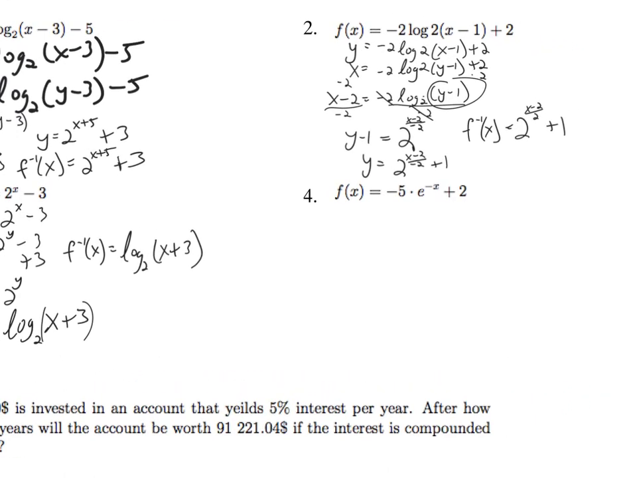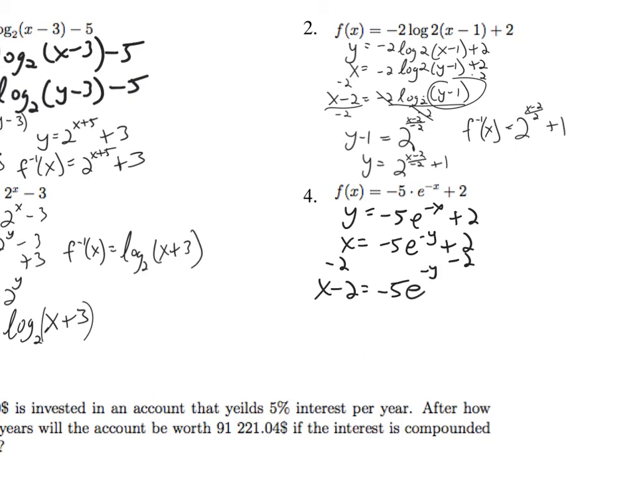Last one for this anyway. Y equals negative 5 times e to the negative x plus 2. I'm going to rewrite this, flip-flopping my x's and y's. I'm going to subtract 2 from both sides. I'm going to divide both sides by negative 5. So now I have e to the negative y equals x minus 2 over negative 5.